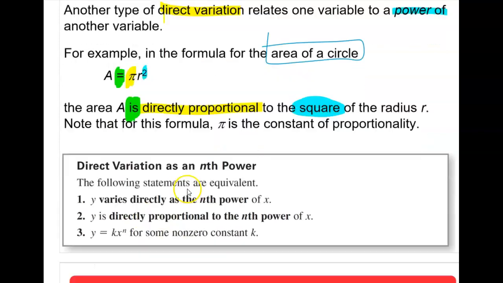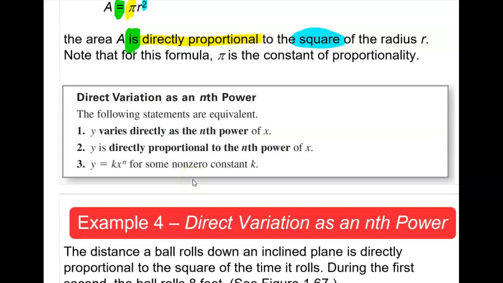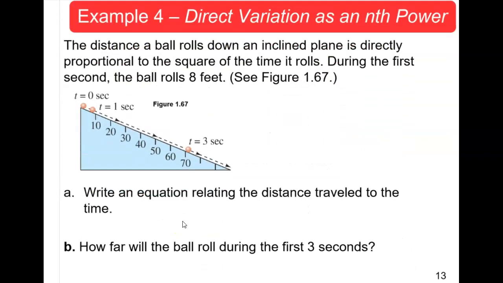Another way to refer to direct variation as the nth power, of course, is y varies directly as the nth power of x, or y is directly proportional to the nth power of x. And then we could also have the equation where k is representing the direct variation, and here the n is representing the power to which the other variable will be raised. So let's try an example of a direct variation as an nth power.